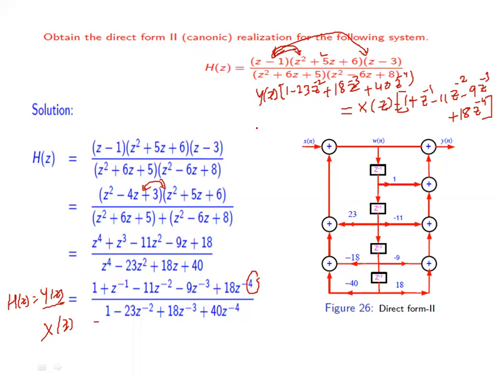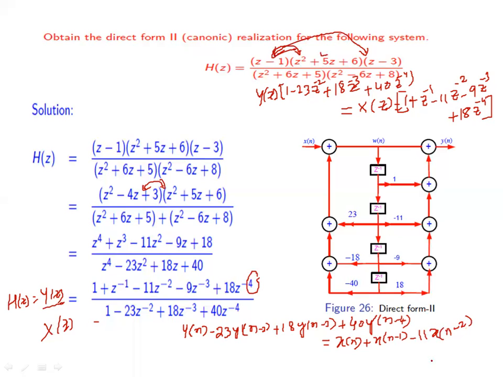By simplifying this, the difference equation we'll get is y of n minus 23 y of n minus 1, or directly the z power minus 2 is there, so we'll get y of n minus 2 plus 18 y of n minus 3 plus 40 y of n minus 4, which equals x of n plus x of n minus 1 minus 11 x of n minus 2 minus 9 x of n minus 3 plus 18 x of n minus 4.